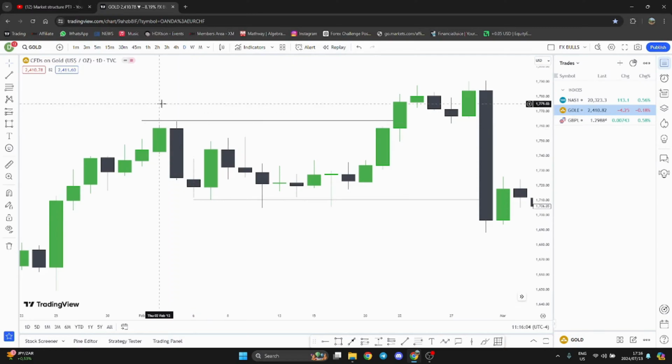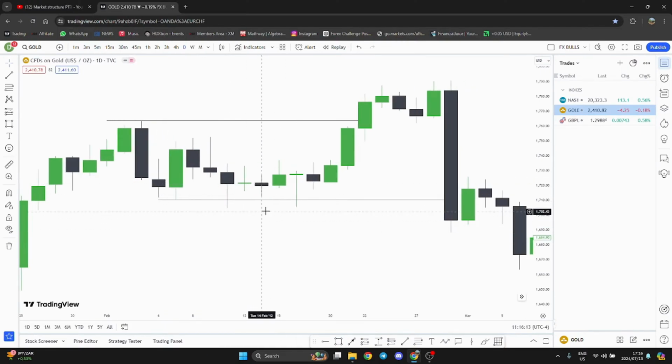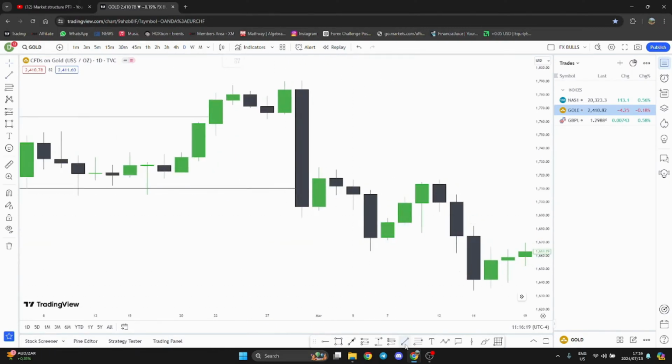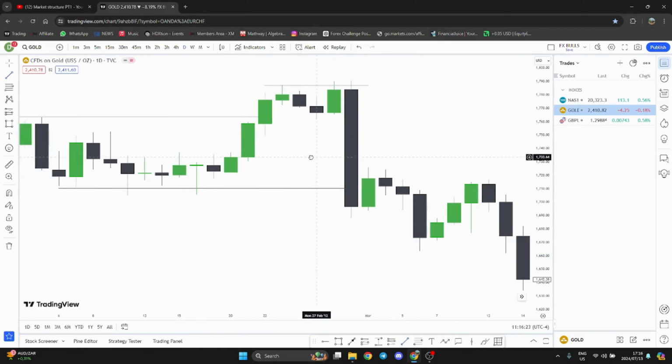Price can take out this high because why? It took out a low but failed to close below the low. Okay, so this is basically a liquidity sweep. And there you can see you get a resweep of that low on this candle over here. And then price, what does price do? It puts in a new high.